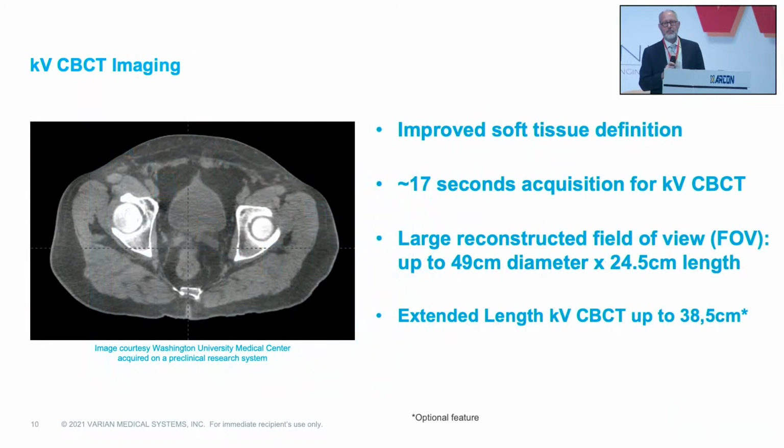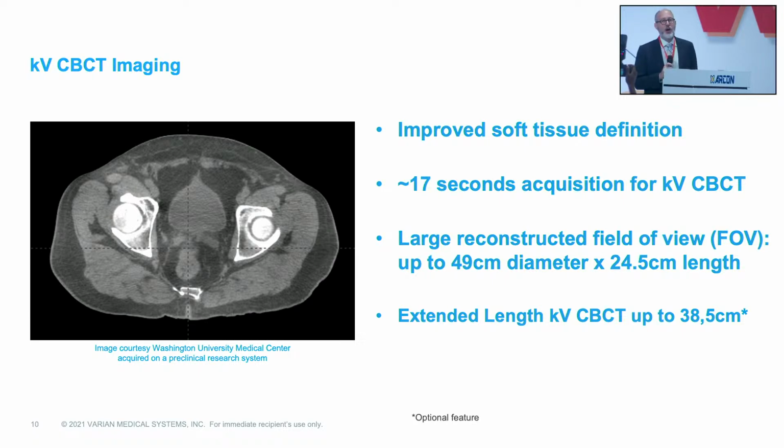I talked about imaging being important, and we have high quality cone beam CBCT. This has high quality tissue definition. It uses a scatter reduction technique called Carros, which we also use in treatment planning. But with that, we can get, as I say, high quality images, and we can acquire those in 17 seconds for a large field of view that you could see on the slide there.